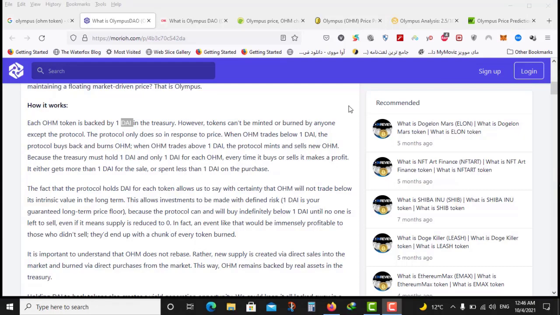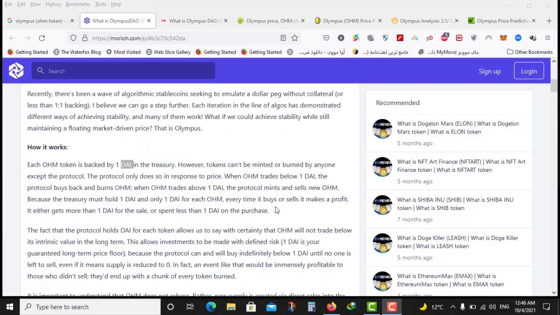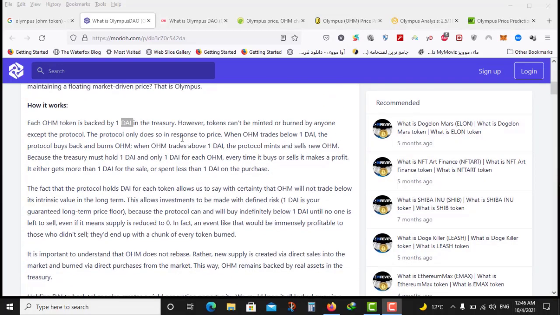And I will tell you about the date of the article also. It's about 6 months ago, 2021. So it's about 6 months ago. And it says how it works here.